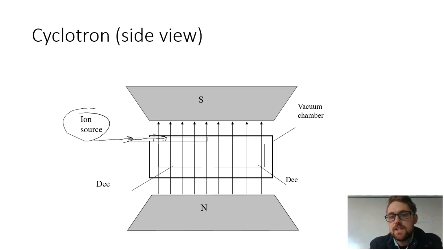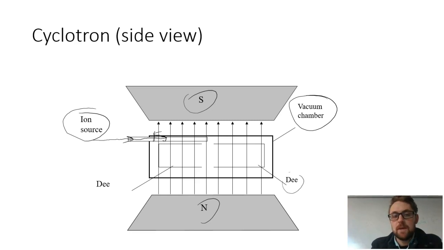Now, our ion source goes into these, what we call Ds, and from above, we'll see why these are called Ds, because they're shaped like Ds, spoiler alert, but these Ds are located in a vacuum chamber, and that's just so we can go around and our ions don't crash into anything apart from the target. So the trick with this one is we're moving at right angles.